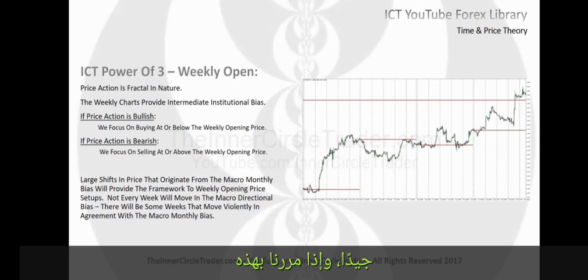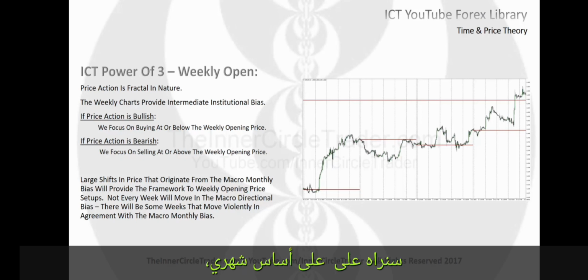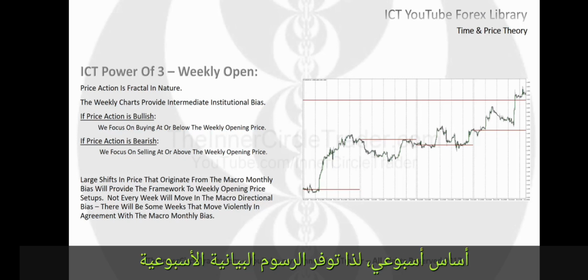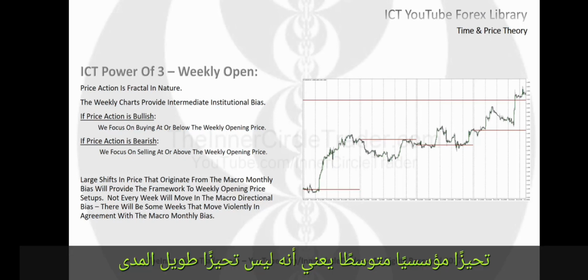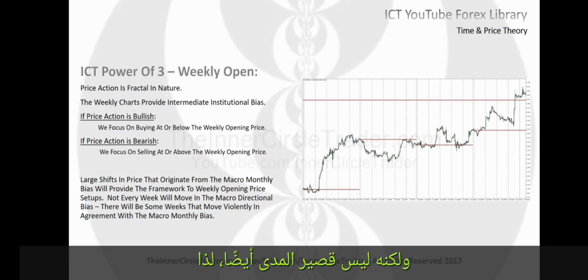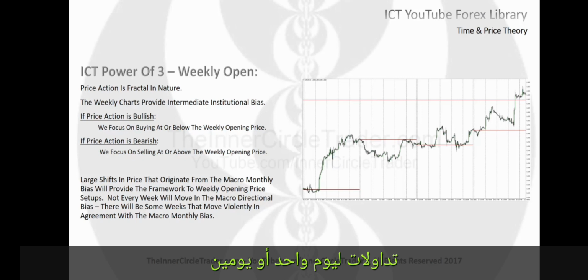Well, if we go through this specific idea with weekly opening price, again, price action is fractal. And what we would see on a monthly basis, we would expect to see that same thing on a weekly basis. So the weekly charts provide an intermediate institutional bias. That means it's not a long-term bias, but it's not short-term either. So it's a pretty good time frame to look for swing trades or even a little bit longer-term, short-term trades, not just 1 or 2 day trades in duration.